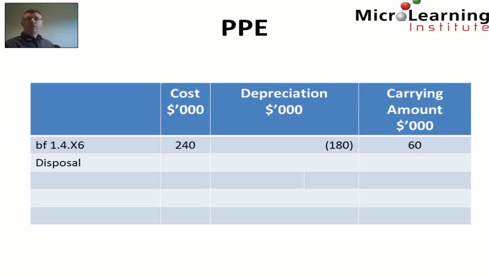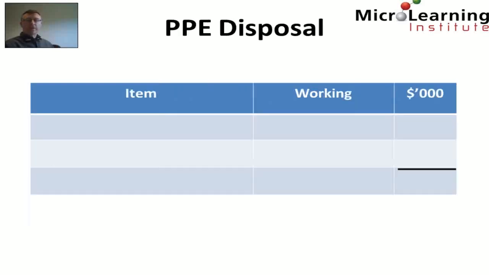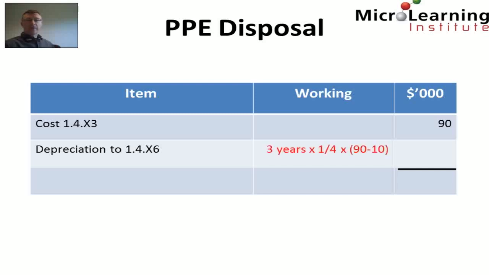Now the first thing we're told is about a disposal, and in relation to this disposal we're told that we had purchased a piece of equipment on the 1st of April 20X3, which of course is 3 years previously, that had cost 90. We had calculated its accumulated depreciation to the 1st of April 20X6. Now again, we purchased it at 90, its residual value is 10. We're depreciating it over 4 years, and of course 3 years have elapsed.